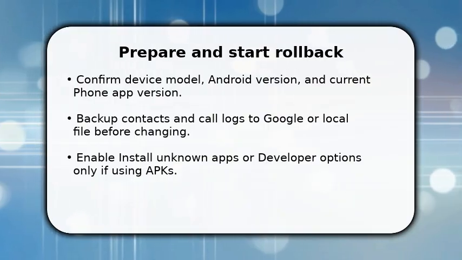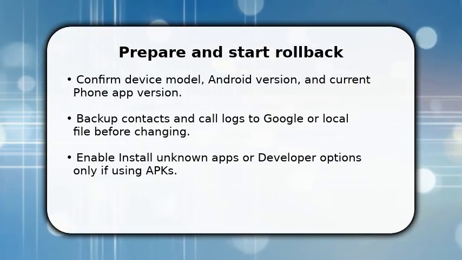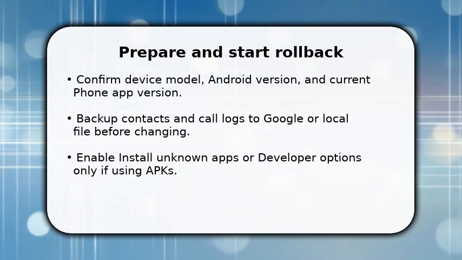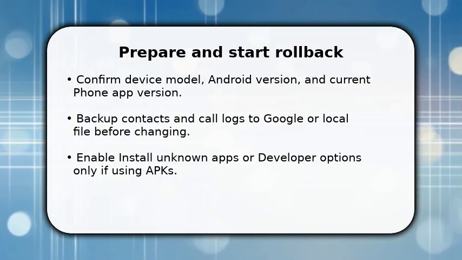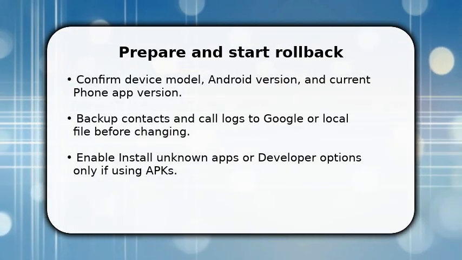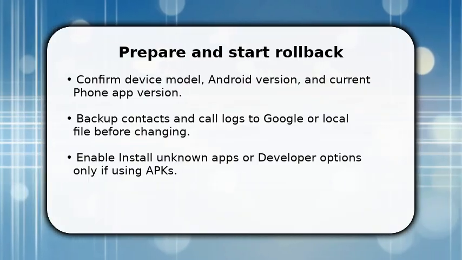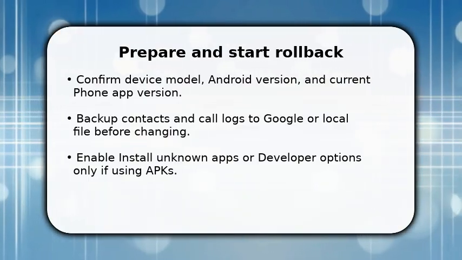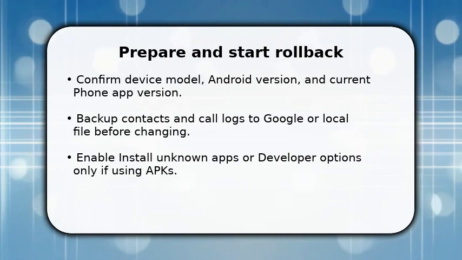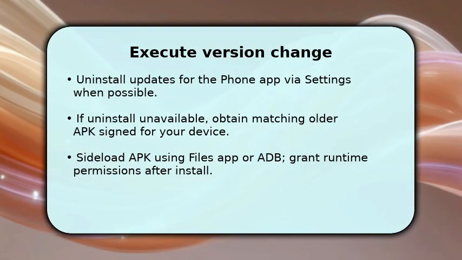If you plan to sideload an APK, make sure to enable Install Unknown Apps for your package installer. Do not leave it on permanently. Now locate the target app version, either via Play Store rollback via app details or a vetted APK that matches your device. You next remove newer updates.